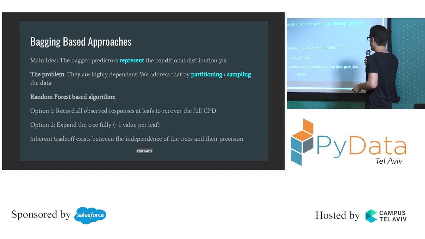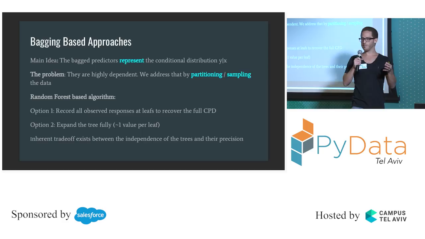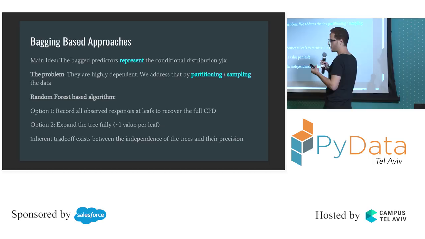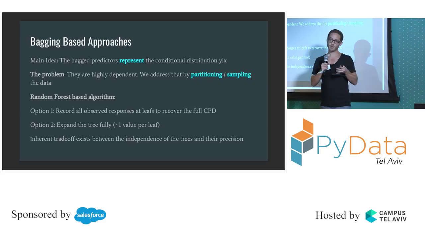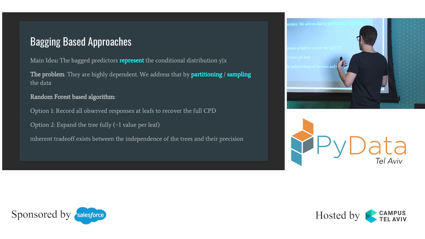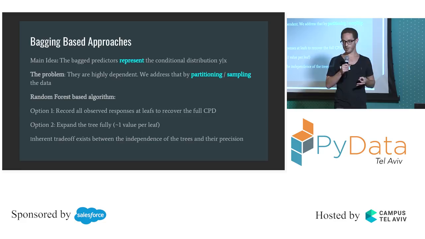Another option is a bagging-based approach. We want to further exploit a bag of models to do this job. The main idea is to train the bag in a way that will represent the full conditional probability distribution of y given x. The main problem is that we usually train on the same data, so our predictors tend to be highly correlated. We want to break this correlation, and we do it by bootstrap sampling our data set and/or restricting our features. Let's look at a random forest-based algorithm, for example, for following this idea.